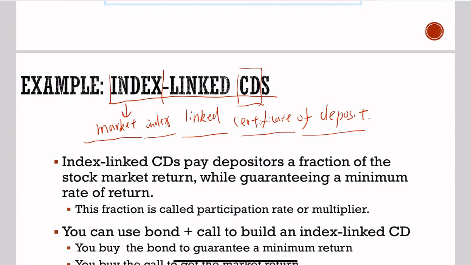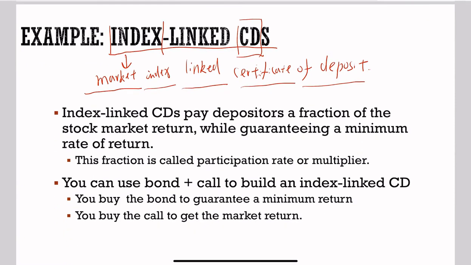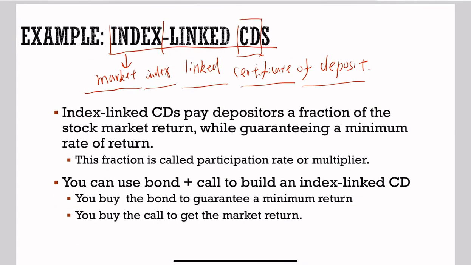In real life, you can actually see financial products like this, because you will quickly see that this product has some benefit to give you a minimum return, and at the same time you can actually get some market return. So basically, index linked CDs pay depositors a percentage of the equity market return while guaranteeing a minimum rate of return.